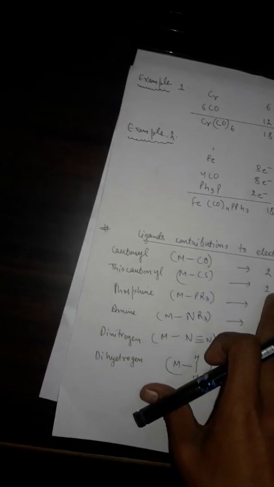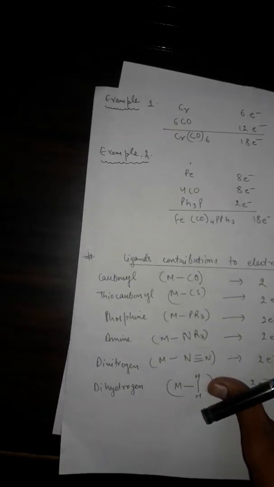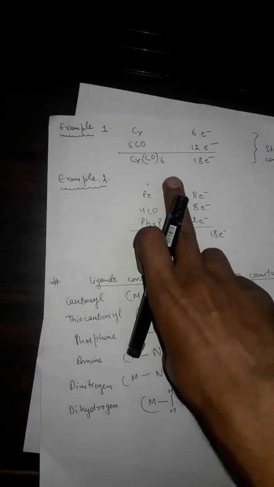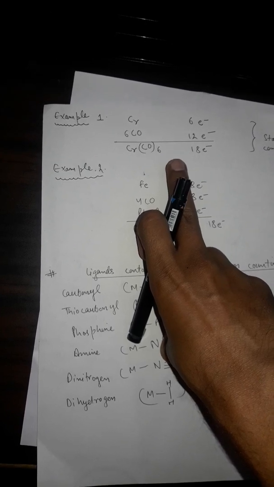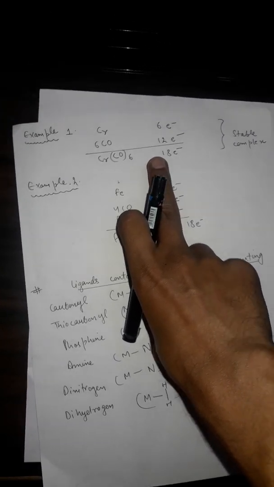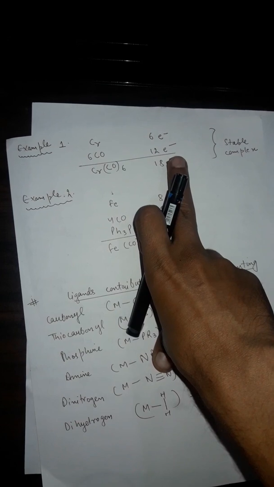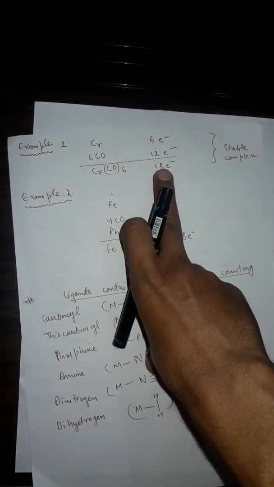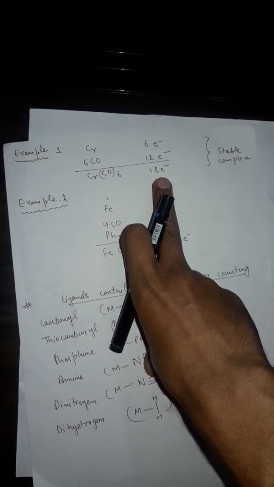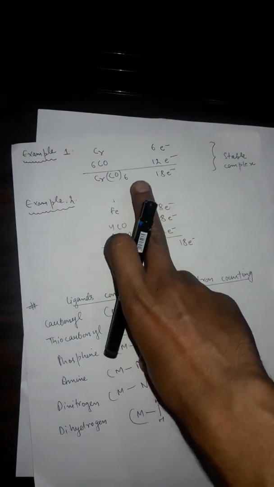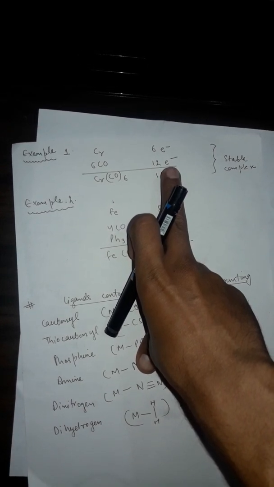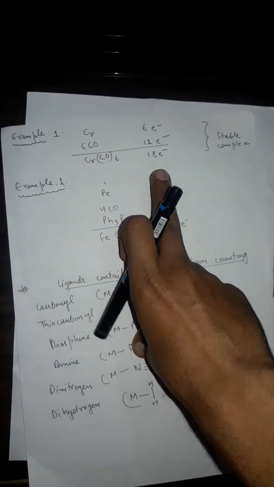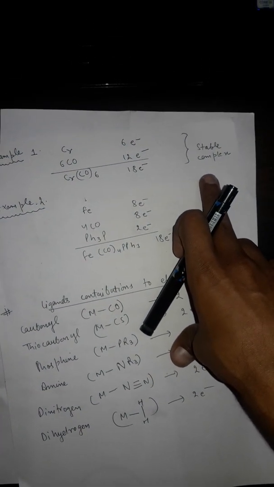Now we will see examples for this rule. First is a chromium complex, where chromium is forming a complex with carbonyl groups. You can see chromium has 6 electrons in its outermost shell, and every carbonyl group gives 2 electrons. So 6 into 2 is equal to 12, and in total we have 18 electrons in the outermost shell. So this complex will be a stable one.